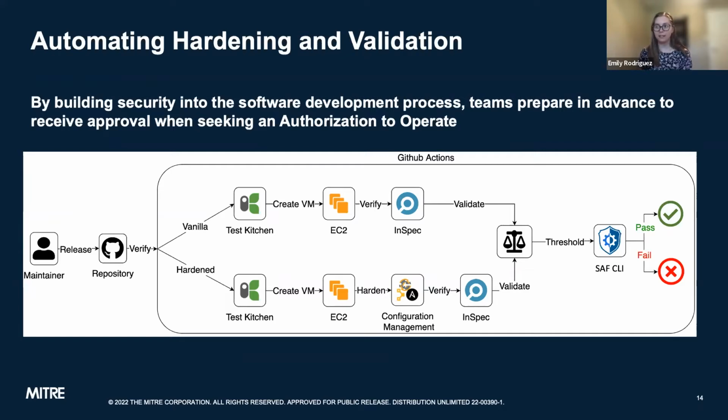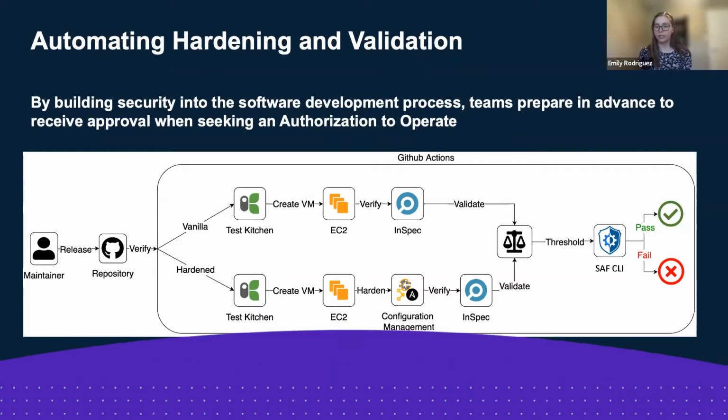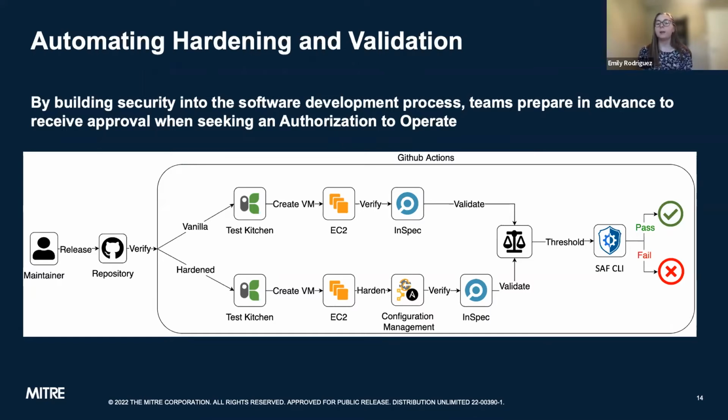So after you have this guidance, you want to create some sort of automation to harden, validate, and be able to look at the results of all of this information. So this is an example of an automated CI/CD pipeline, some workflow in GitHub, although you could run this in GitLab, Jenkins, or anything else really, where we specifically are using Test Kitchen to create an EC2, actually 2 EC2s, one vanilla and one hardened.